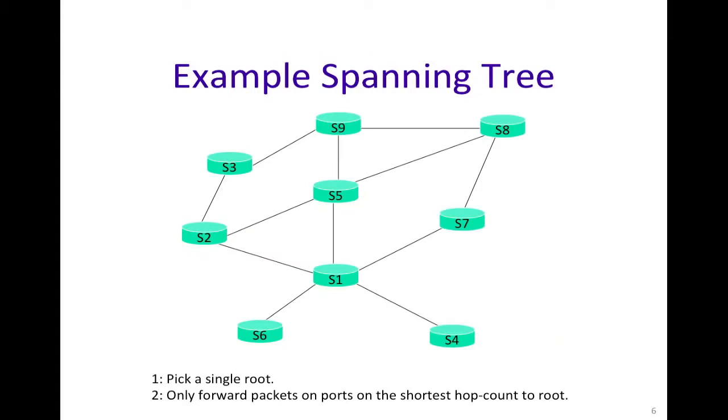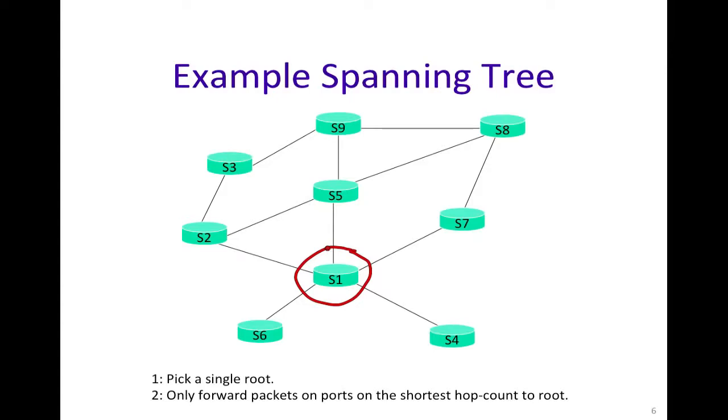Let's look at an example here. This is just an example spanning tree. Step one is it's going to pick a single root. The way that it's going to do this is just exchange ID numbers and pick the one with the lowest ID. So I'm just going to assume here that it's exchanged enough to decide that S1 is the root.